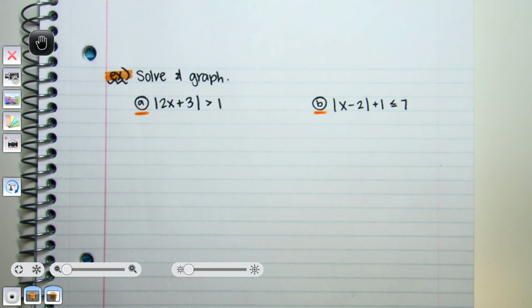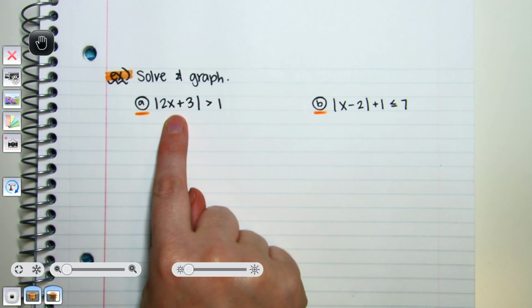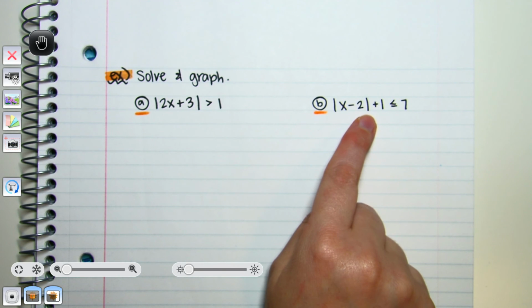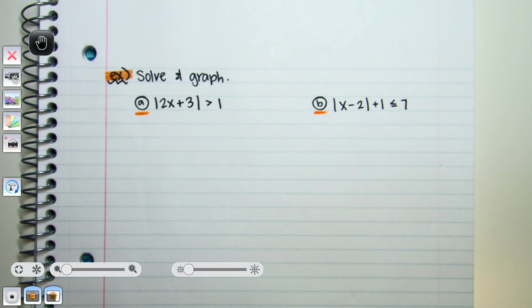Next example, I want you all to try these two on your own. And I want you to notice this first one, your absolute value is already isolated. The second one, you need to get the absolute value by itself first. And you're always looking for the greater or less than. So I'm going to go ahead and pause this video. Pause it on your end, and when you're ready to check your answers, push play.